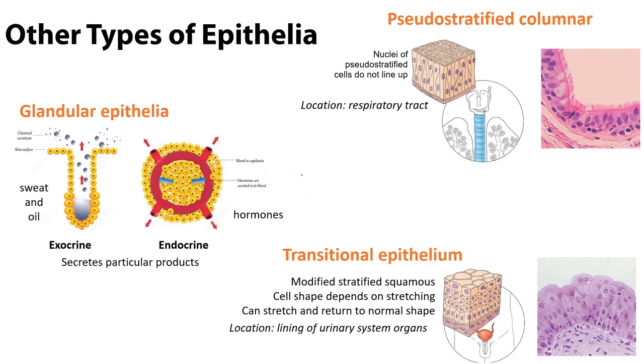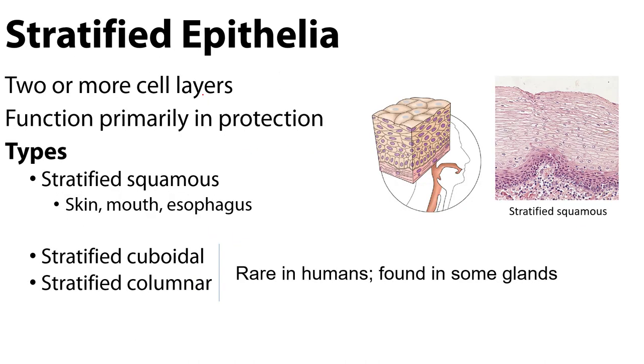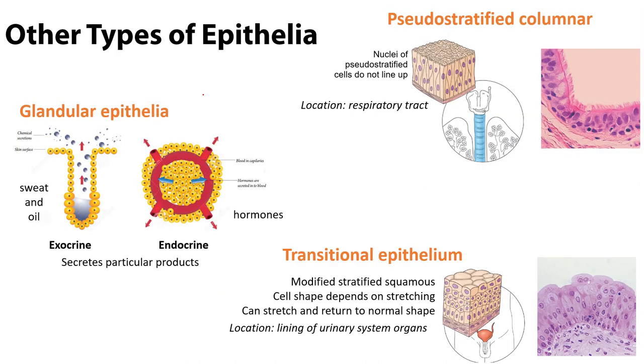So let's see. Okay, so in addition to the simple epithelium and the stratified epithelium, the very straightforward stuff, there's also some other kind of miscellaneous versions. So there's glandular epithelium cells. Okay, glandular epithelium cells help us secrete things, I'll just say that. And so there's two basic kinds. Exocrine glands are glands that allow us to literally excrete things out into the world. So think about sweat. Think about oil, okay?